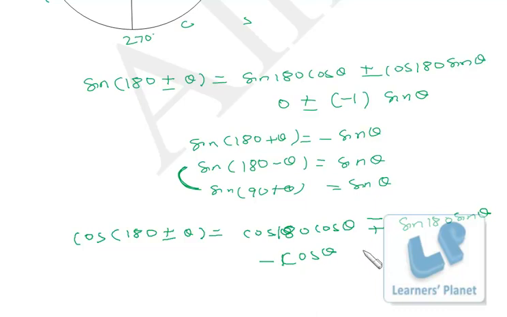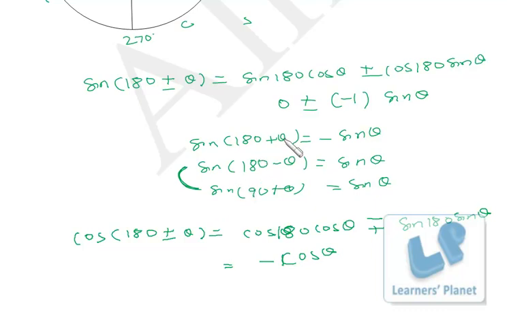Okay, here it is 0 because sin 180 is 0. So cos(180 + θ) is also -cos θ, and cos(180 - θ) is also -cos θ, right? So cos(180 ± θ) is -cos θ. Similarly, we can calculate tan(180 + θ) and tan(180 - θ).